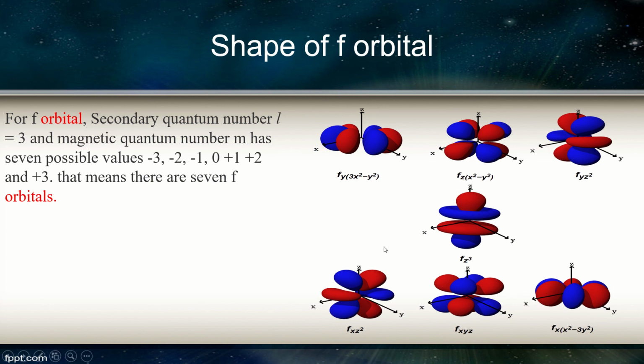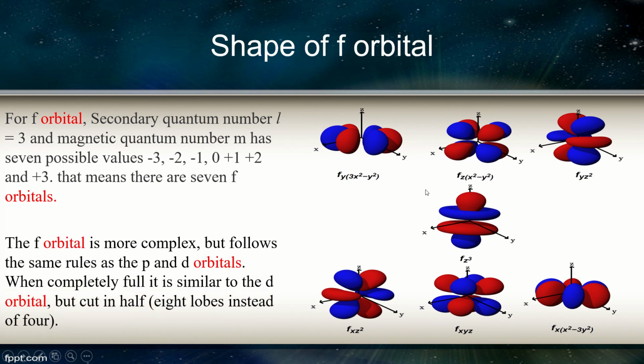They are complex, their shape is like d, but in d orbitals there are 4 lobes, and in f orbitals there are 8 lobes. The f orbital is more complex but follows the same rules as the p and d orbitals. When completely full, it is similar to the d orbital but cut in half. That means 8 lobes instead of 4. These are the 4 orbitals s, p, d and f.